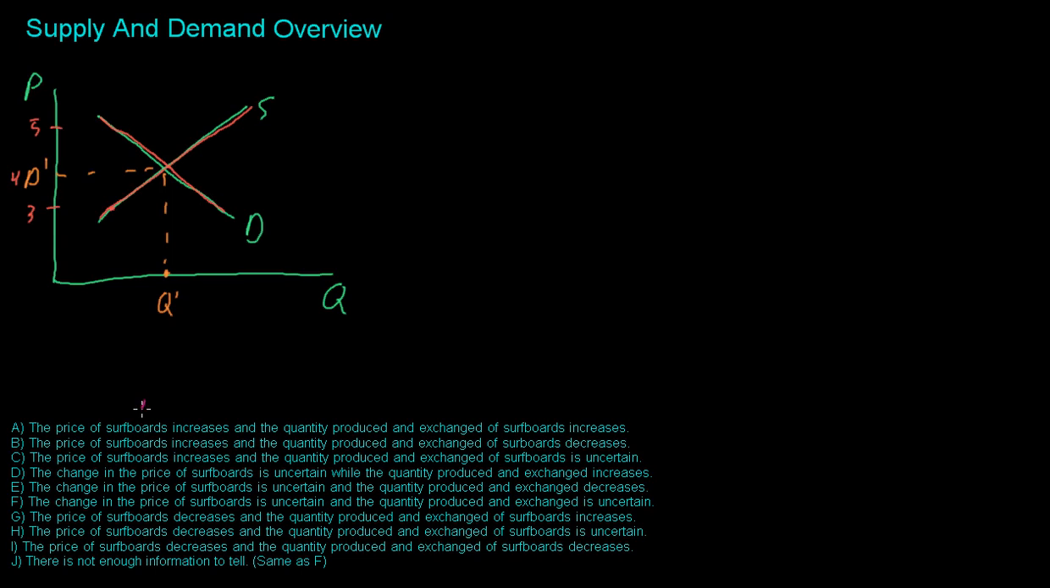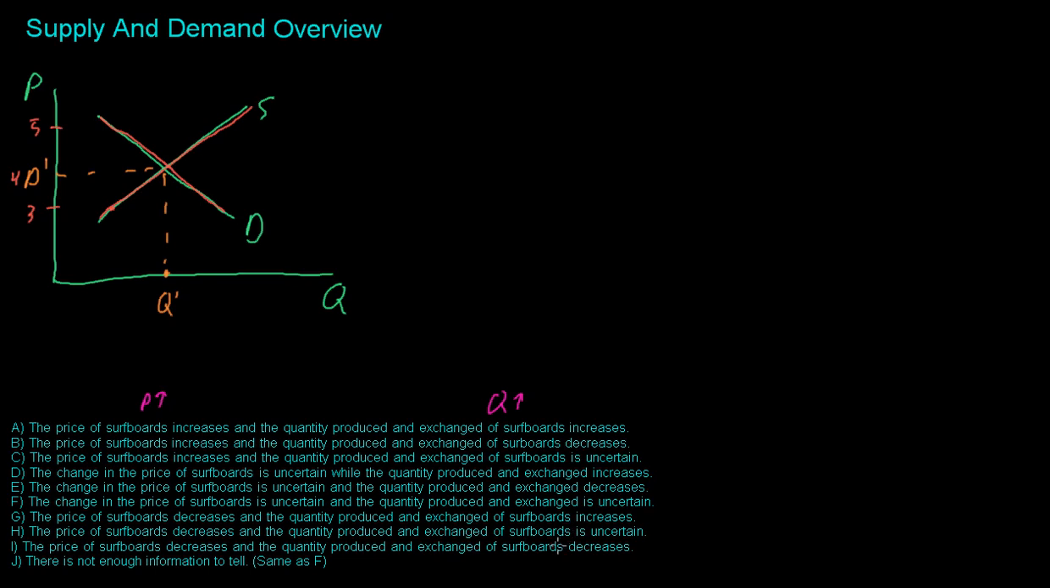I'm not going to do this for all of them, but I'll do it for the first one. And Q also going up. Then you could have price go up and quantity go down, or price go up and quantity be uncertain. And then you can have the change in price be uncertain and quantity go up, down, or be uncertain. And then you can also have the price go down and then the quantity go up, be uncertain, or go down.